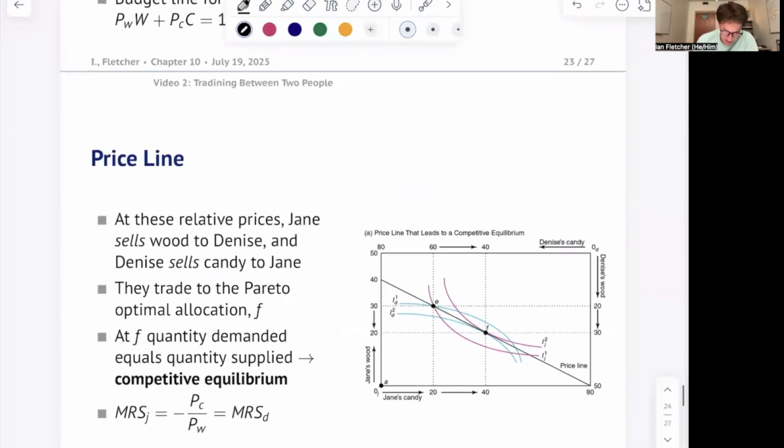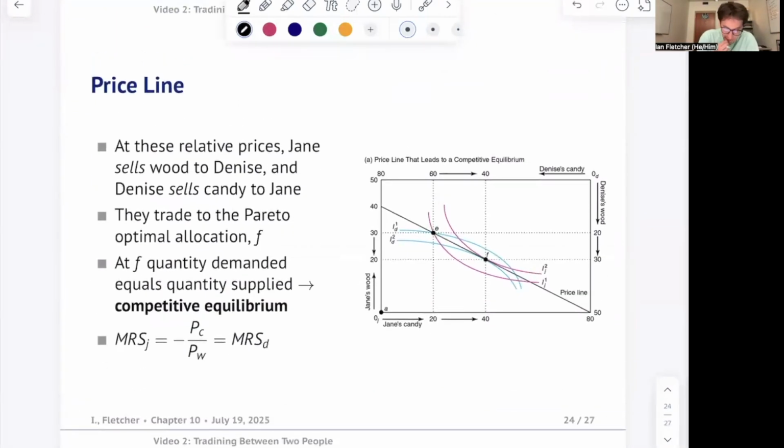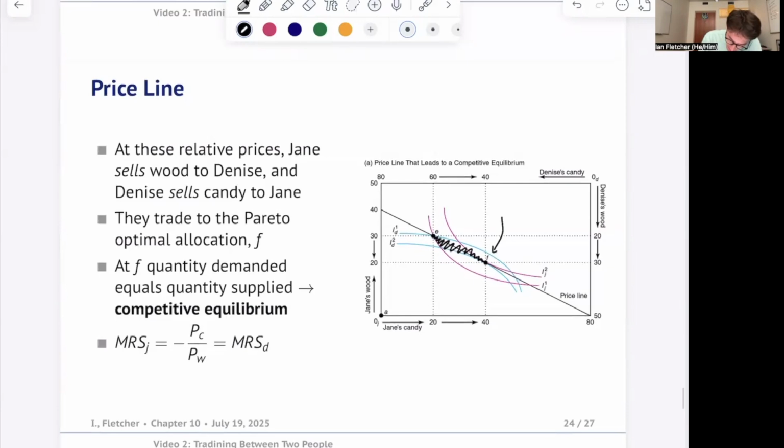And so when we start to think more about these price lines, all of these relative prices are Jane selling wood to Denise and Denise selling candy to Jane. And so they're going to trade back and forth until they reach that Pareto optimal. And so at F, the quantity demanded is going to equal the quantity supplied. And so F is going to be a competitive equilibrium.